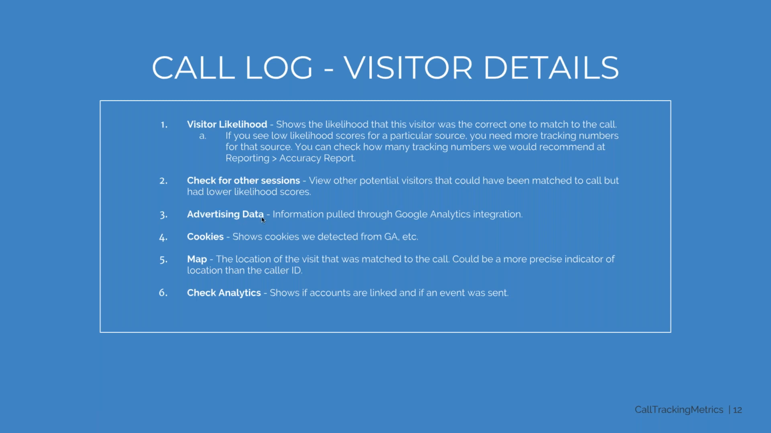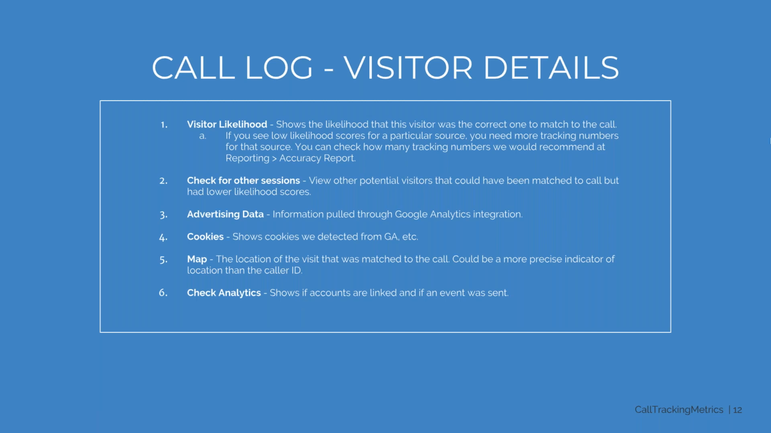So we also will tell you advertising data, which will be information pulled through the Google Analytics information. We'll display what cookies we identified on your website. So that would be something like the Google Analytics tracking cookie. If you're using marketing tools like HubSpot or Marketo, we'll tell you those cookies. We'll also display the map, which will show the location of the visitor. And then the check analytics button, which is actually really cool.